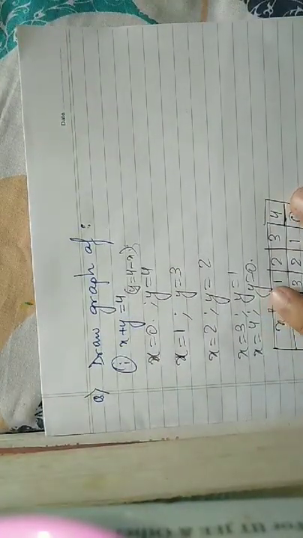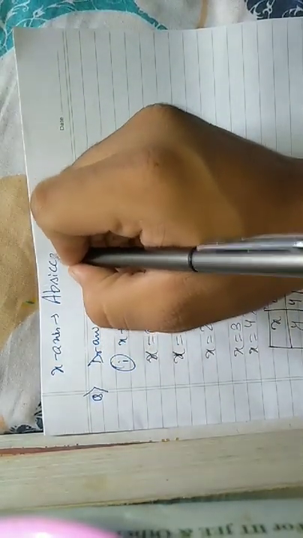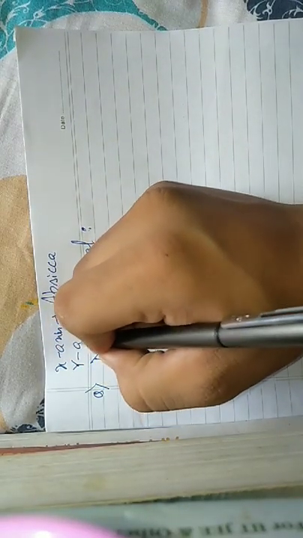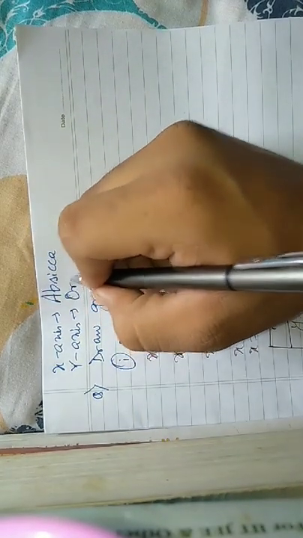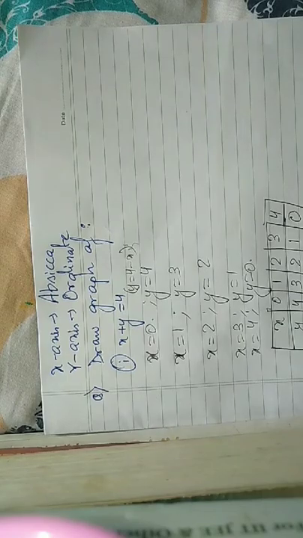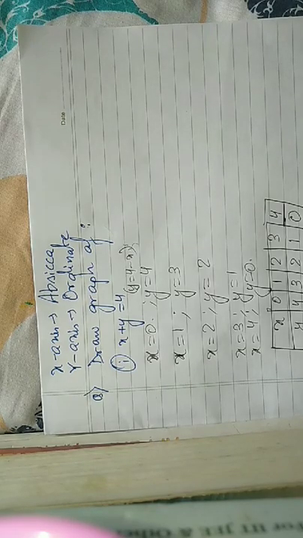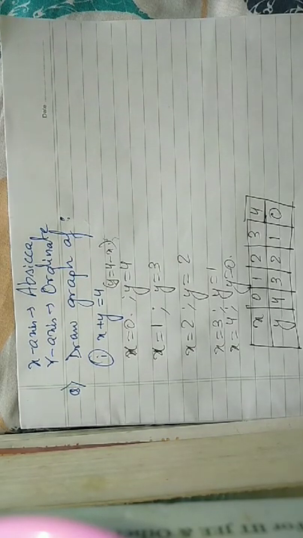Okay, x-axis is also known as abscissa. Please note it down. X-axis is also known as abscissa, A-B-S-C-I-S-S-A. And y-axis is also known as ordinate. So x-axis is known as abscissa, y-axis is known as ordinate. So 0, 4, 1, 3, 2, 2, right?